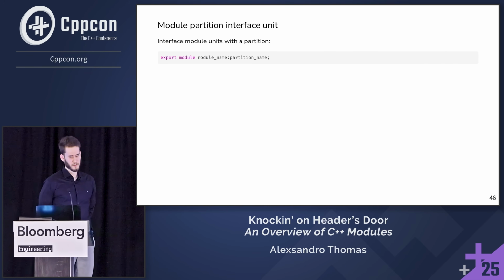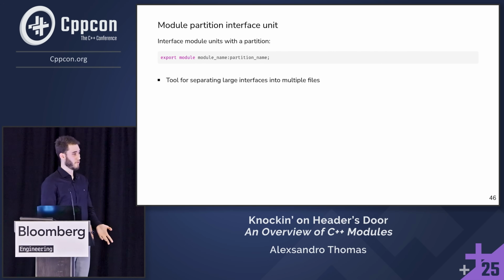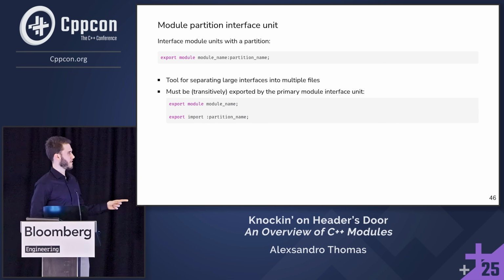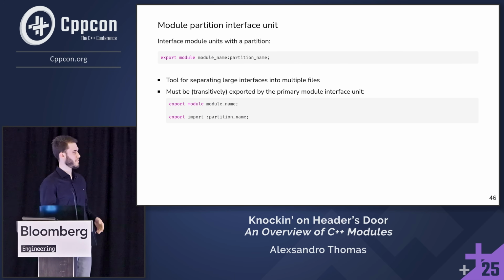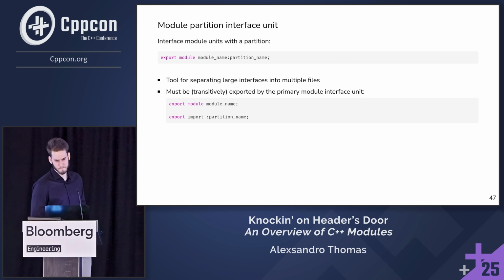The partition interface units are just tools for you to separate large interfaces into multiple files. So if you have a very large interface for your component, you can split that into multiple files. And they must be transitively exported by the primary unit. So for every one of your interfaces, you must have this export-import syntax, which is a little bit weird, but you get used to it.